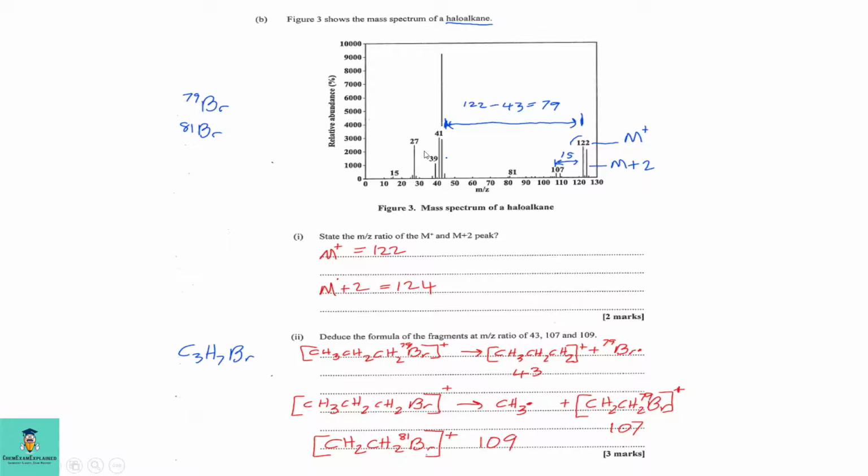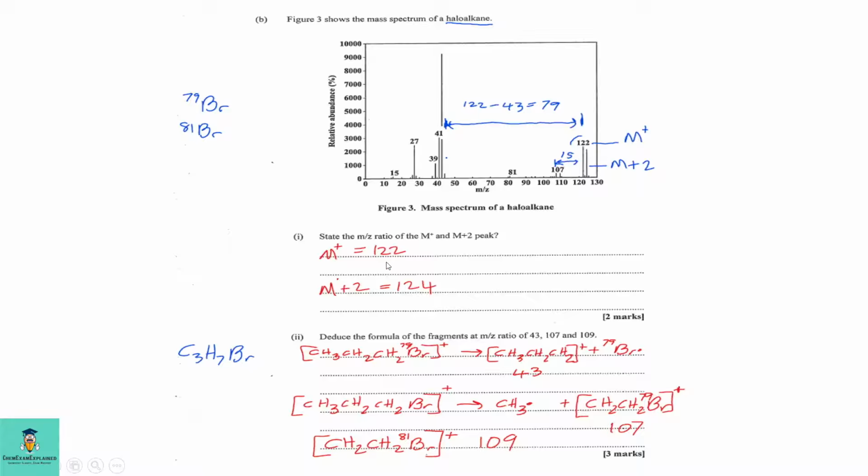So this particular molecule that is breaking up, that is being fragmented, has bromine 79, and another isotope can have bromine 81. So if you look at part 2, deduce the formula of the fragments at m/z ratio 43, 107, and 109.